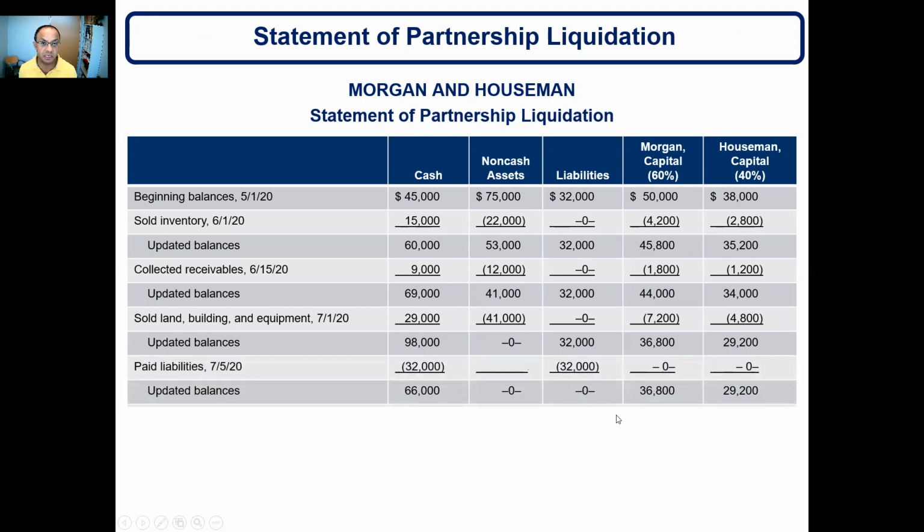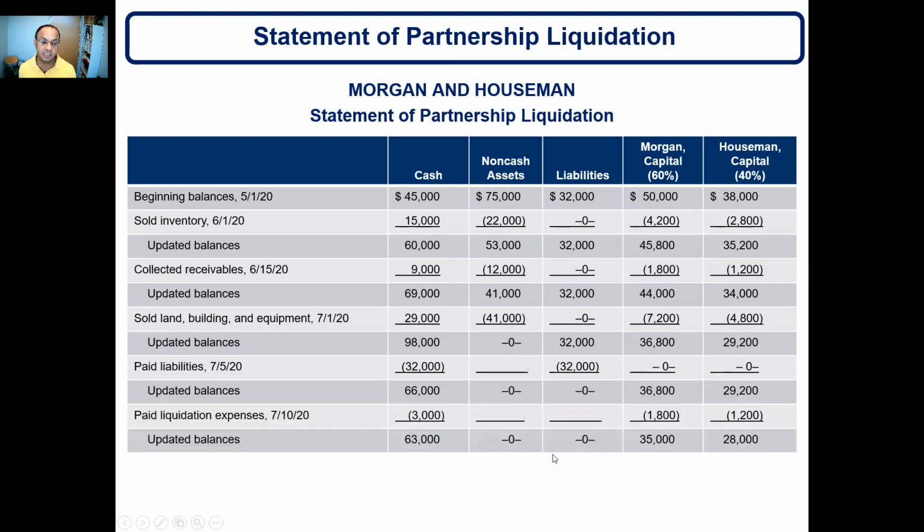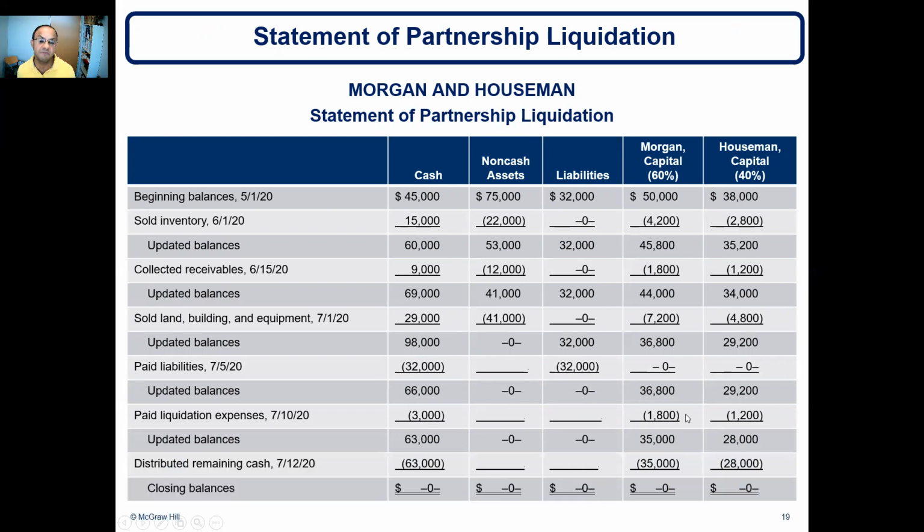Then we paid the liability. So the liability became zero now, along with the non-cash, and we had only the cash and the capital accounts. Then we pay the liquidating expense, which is going to reduce the capital accounts, and finally we get the non-cash balance. So what we call this statement, the statement of partnership liquidation. And this is the first part of liquidation in partnership, which shows you how to do the journal entries, the cash and the capital accounts, and the statement of partnership liquidation.